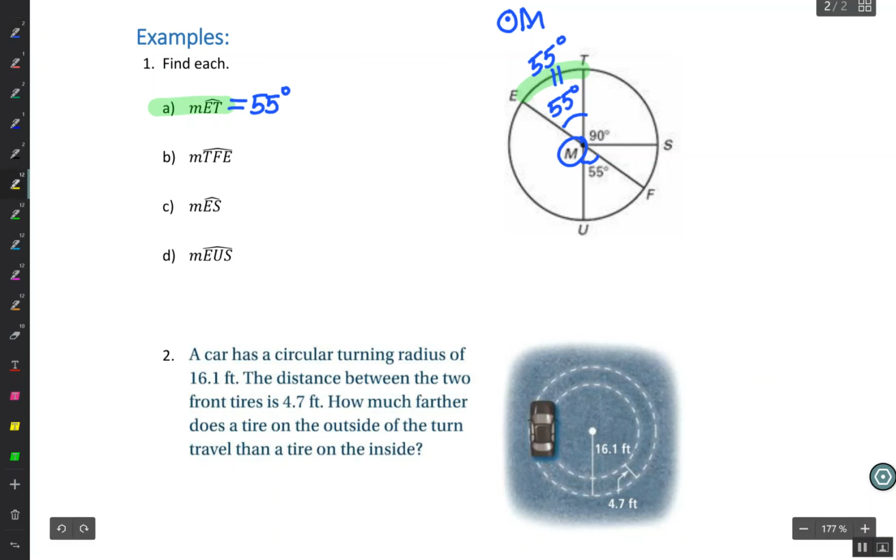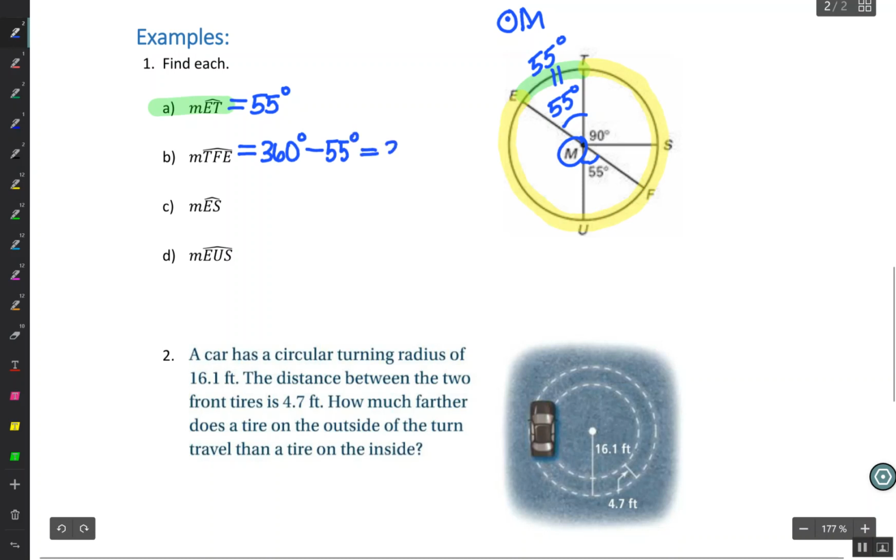TFE is next. So from T through F all the way through E. So it's got 3 letters. It's a major arc. So in this case, I can see that it's the rest of the circle from that 55 degrees. So I'm going to do 360 degrees, which is the full circle, minus the 55 degrees, which gives me 305 degrees. All right, so that's the yellow one.